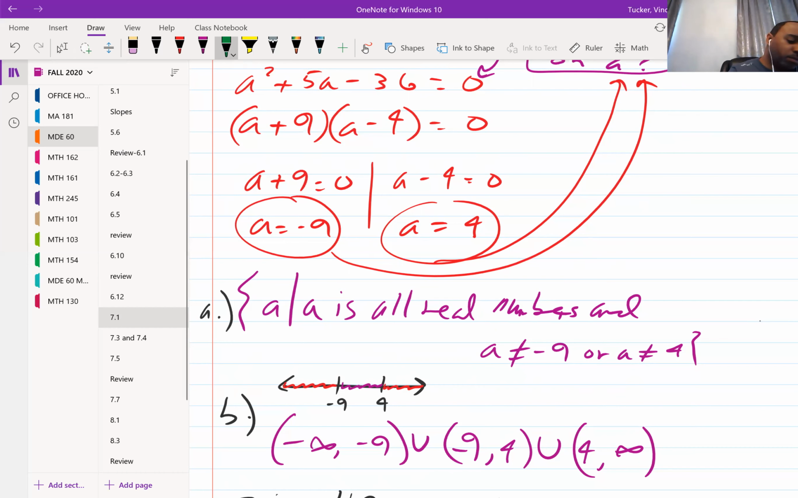All right, so the next one, 3p minus 15 over 3p squared minus 75. Once again, directions would just be simplify completely.